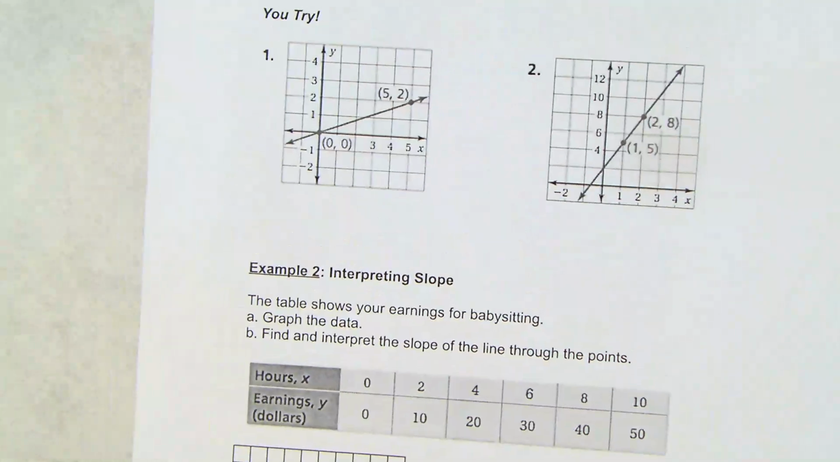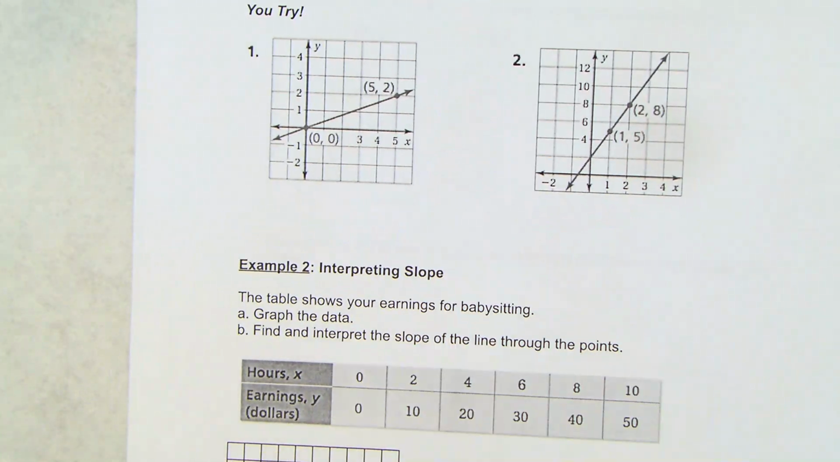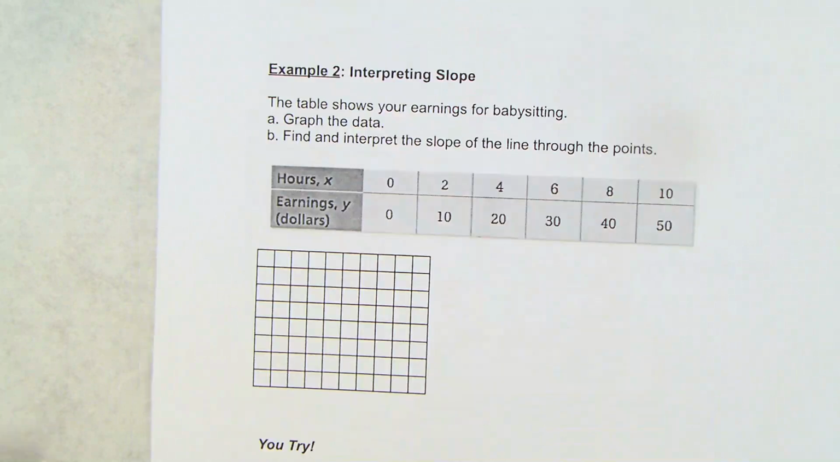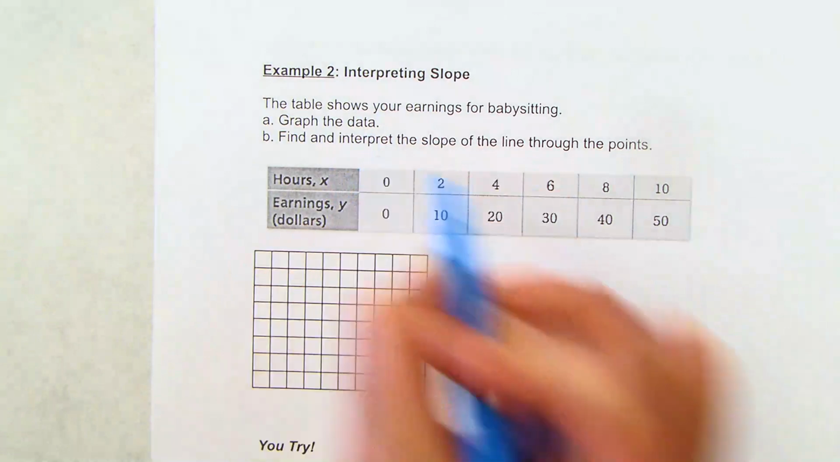You have 2 you tries that are exactly the same as the examples. Then we're going to add a word. We're going to add the word interpret.